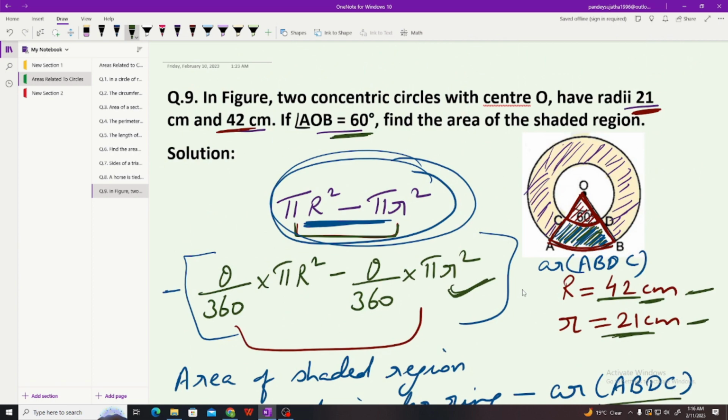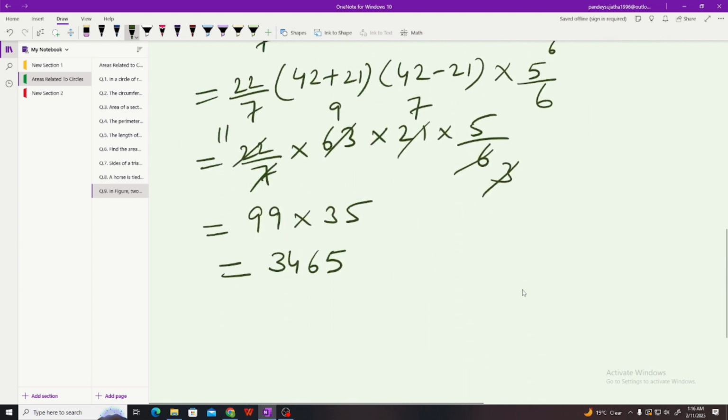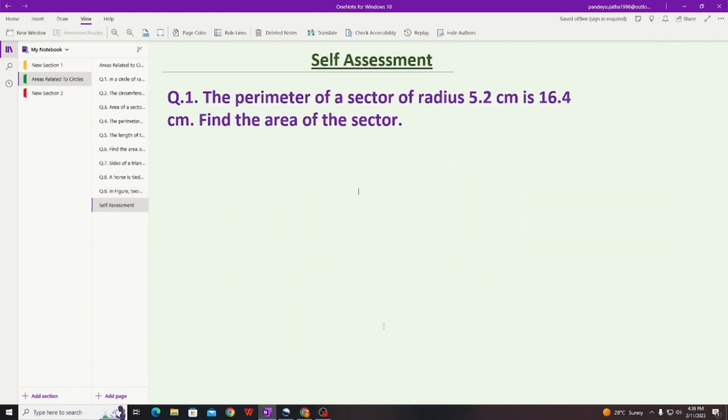Unit is centimeter square. So the area of the shaded region is 3465 centimeter square.